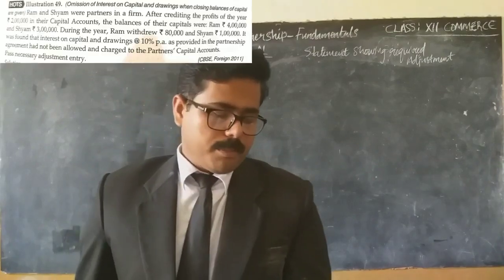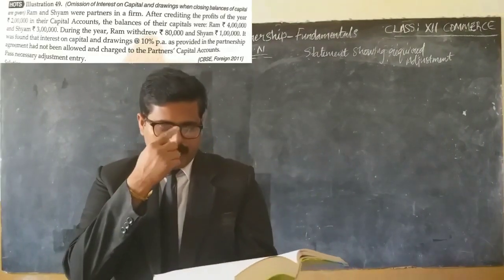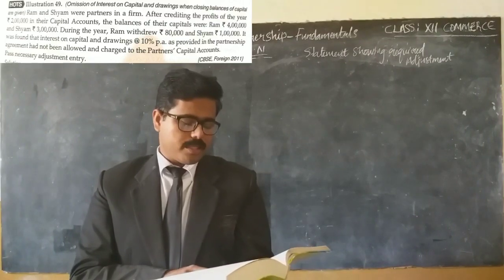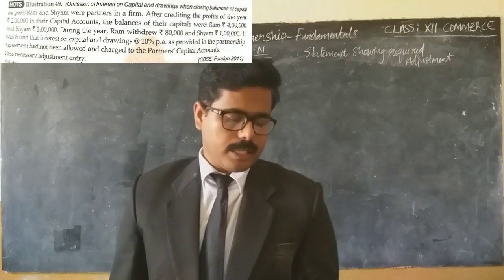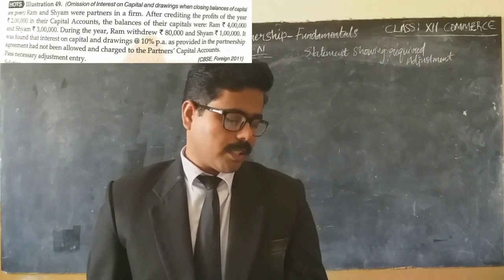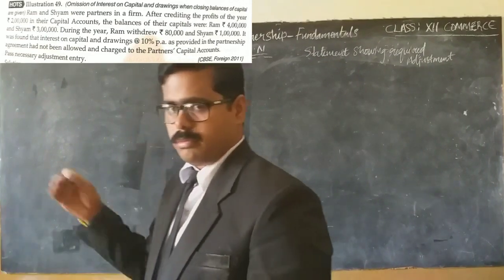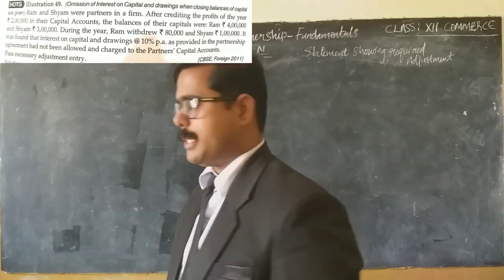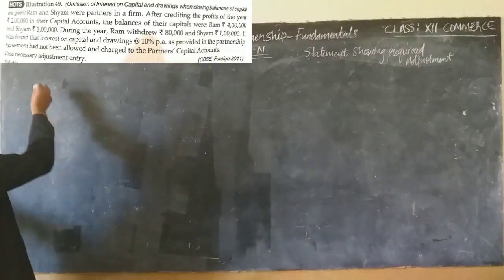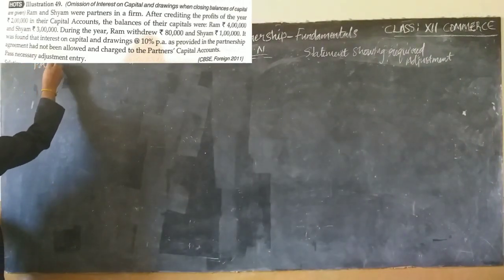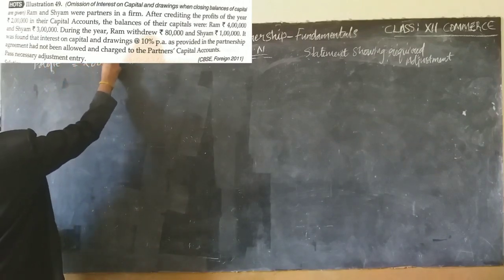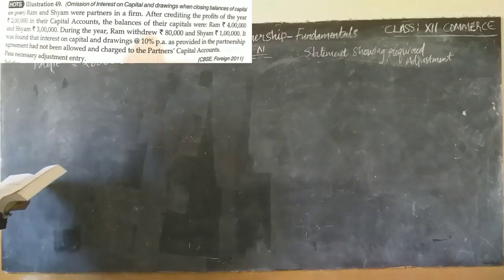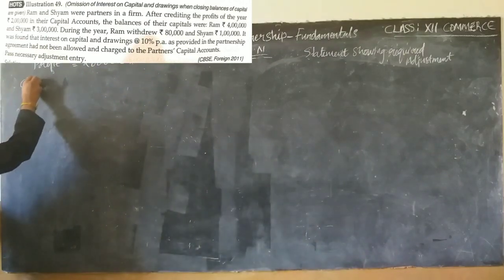Ram and Shyam were partners in a firm. After crediting the profit of the year, rupees 2 lakh, in their capital accounts, the balances of their capitals were Ram 4 lakh and Shyam 3 lakh. So the points I am going to mention here: the first one, profit given. What was the profit? 2 lakh rupees.